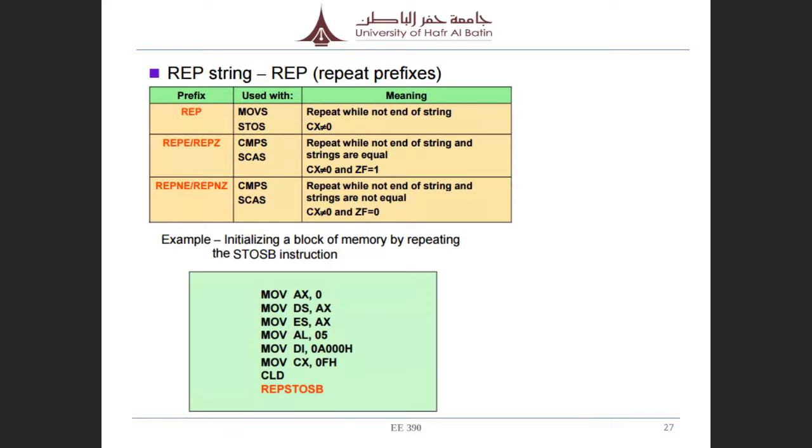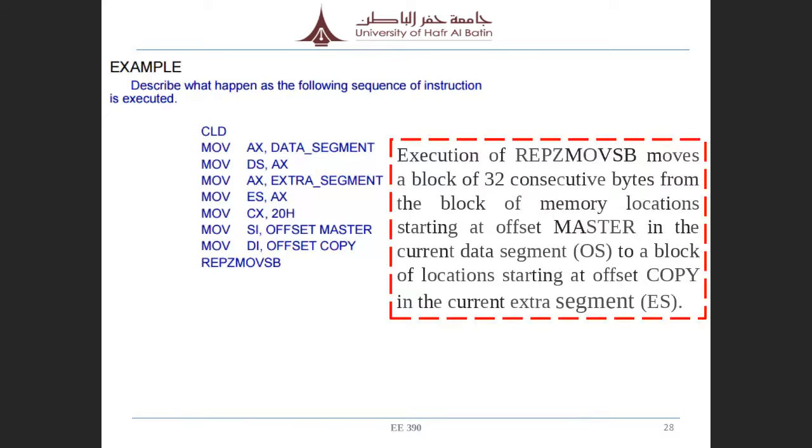Repeat z, actually we cannot use with the move instruction, move string. So it should be, I think it is a mistake here. It should be repeat only, not the z. Okay, so repeat move string, REP. This z is definitely a mistake. Repeat move string as a byte. So it will continue based on the counter value. Is that okay?